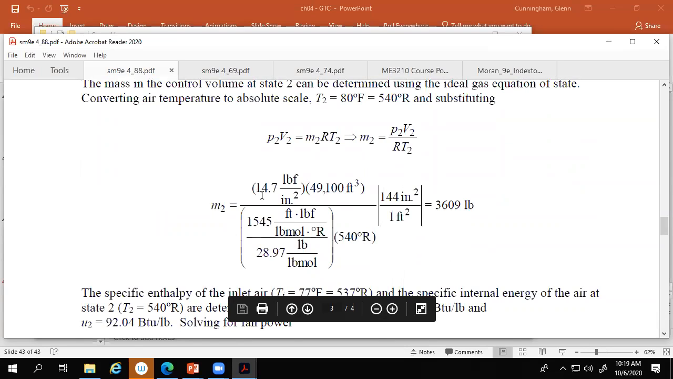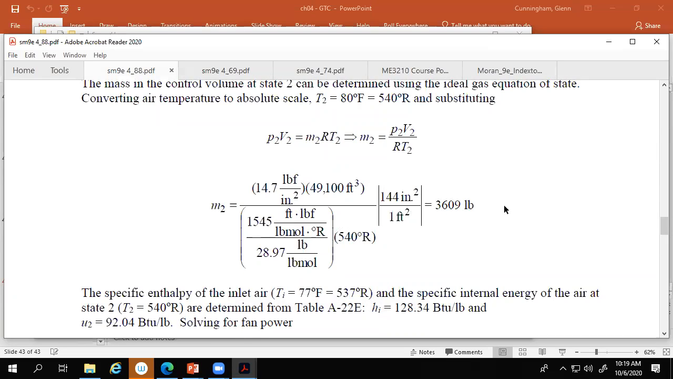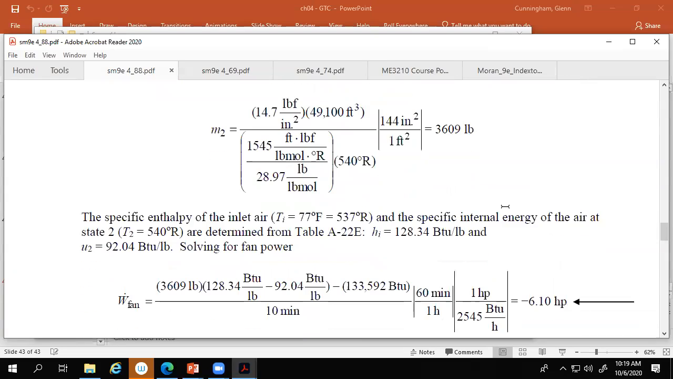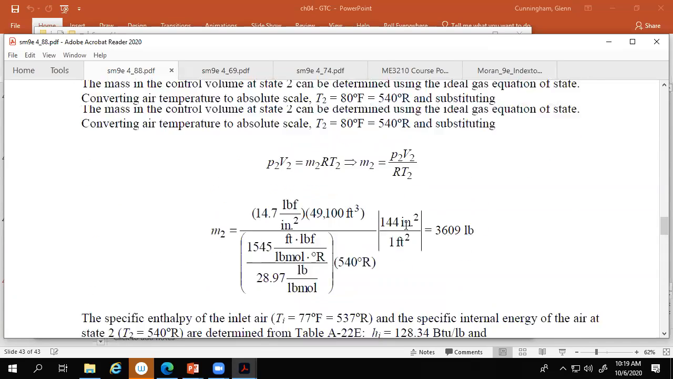And again, we got 14.7 pounds force per square inch. We got our 144 to get rid of the inches. Our volume, there's our universal gas constant, molecular weight of dry air. There's our temperature. Don't forget Rankine. Don't be sticking any Fahrenheit in an ideal gas law. And bingo, we come out with 3609 pounds. Well, that's pretty cool.